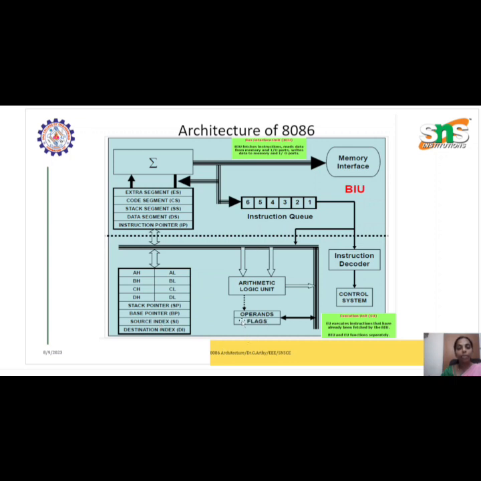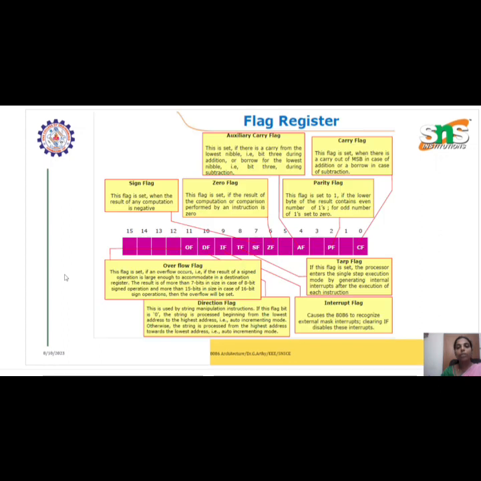Next come the flags. The flag register is again a 16-bit register, but not all 16 bits are used. Out of the 16, only 9 bits are used. Here we have the carry flag, the parity flag, auxiliary carry flag, zero flag, sign flag, trap flag, interrupt flag, direction flag, and overflow flag.